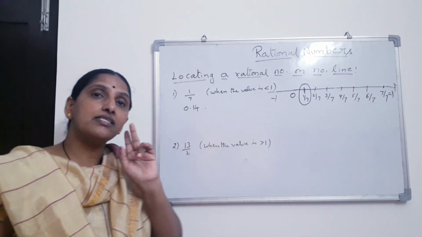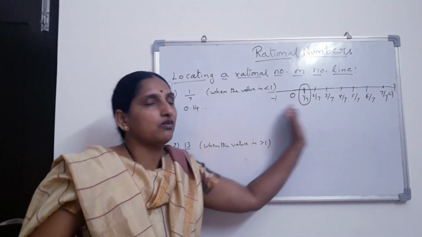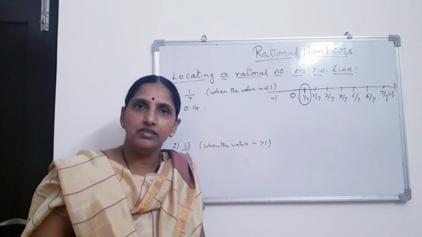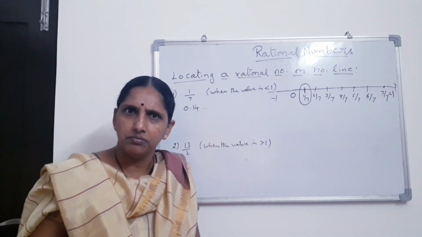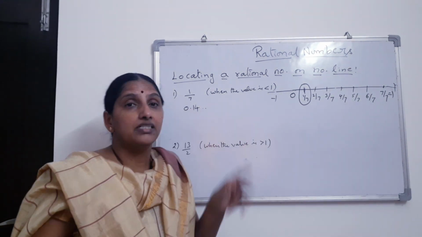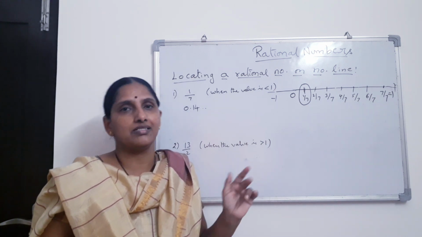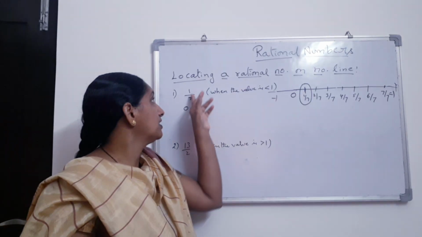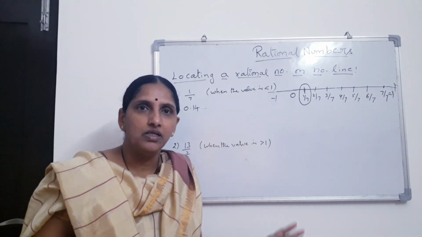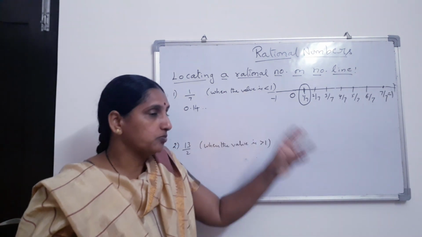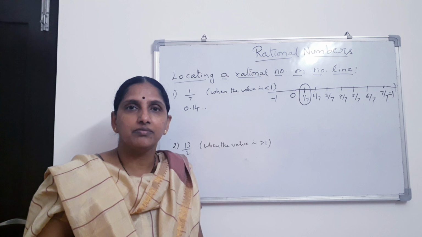Clear? What are the conditions that you need to check? Whether the given number is first of all positive or negative. Positive means it will go on the positive side of the number line. If it is negative, of course, we will go on to the negative side of the number line. Next, the other thing you have to check is whether the denominator is greater than numerator or less than numerator. If the denominator is greater than numerator, then obviously your value is less than 1. So we can conclude that if it is positive and less than 1, then it lies between 0 and 1.